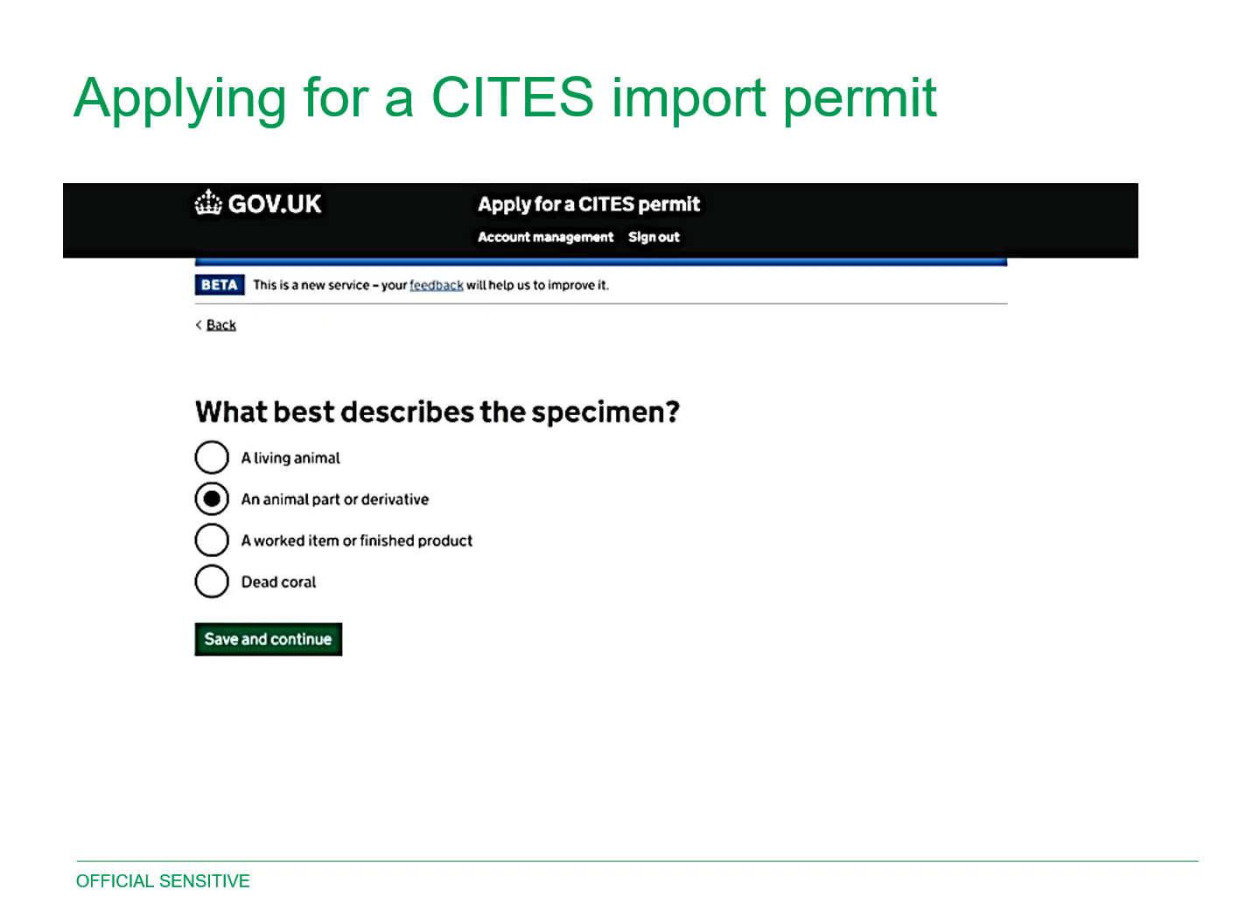The service will then ask you to describe the item or specimen or items or specimens you are applying for. As you can see, you will be presented with a list of options: a living animal or plant, an animal part or derivative, a worked item or finished product, or dead coral. In this training video, we are choosing an animal part or derivative for an alligator skin watch strap. Click Save and Continue.